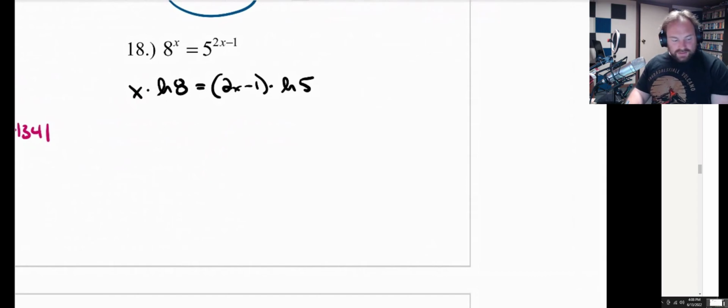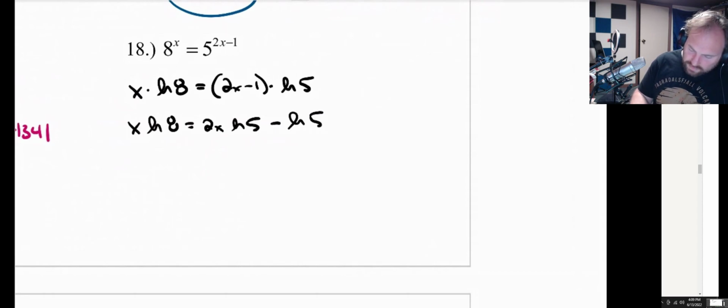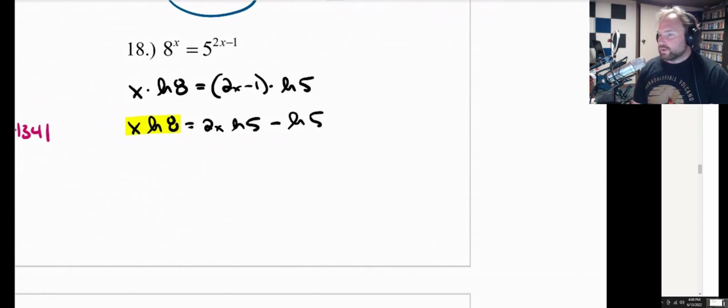And again, the game here is just to isolate the x, get the x by itself. So I think to do that, we're going to have to distribute that natural log of 5. So we'll have x natural log of 8 equals 2x natural log of 5 minus the natural log of 5. This would be, by the way, the standard way to write a logarithmic expression involving a variable. It goes after the variable. What we're going to do now is subtract the 2x natural log of 5 over to the other side.